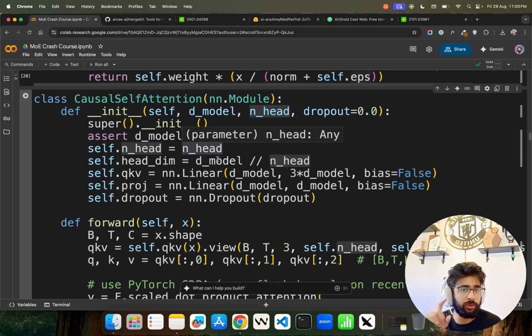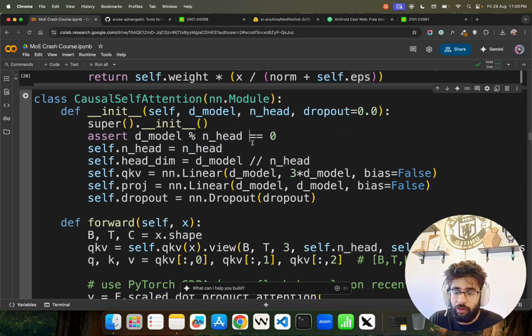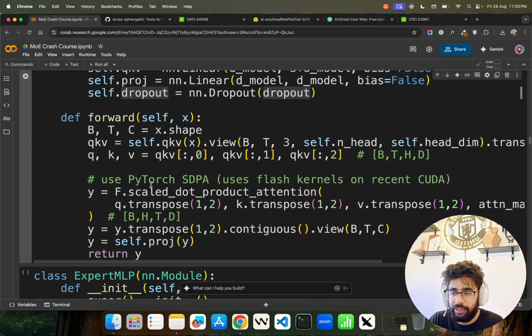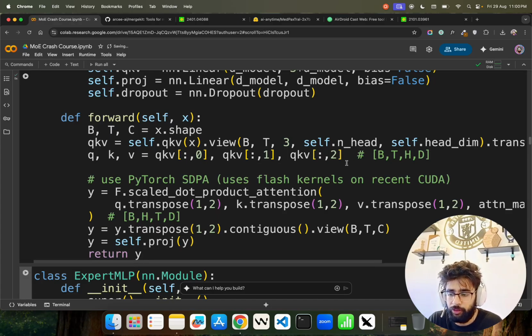Okay, and I'm skipping this because I want you to watch my transformer video, which is pretty detailed. Go and watch that. Okay, you can see here we have all the projections, KVs, etc. And we have a forward pass again. You can see we're using PyTorch SDPA. You can use Flash kernels if you have recent CUDA. I don't have it, so I'm not doing it. But if you have it, feel free to do it.